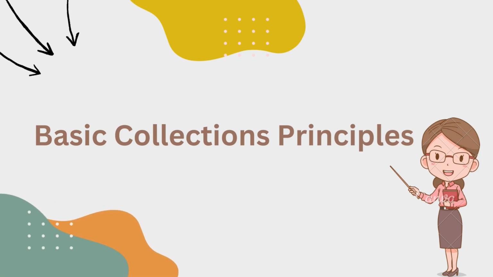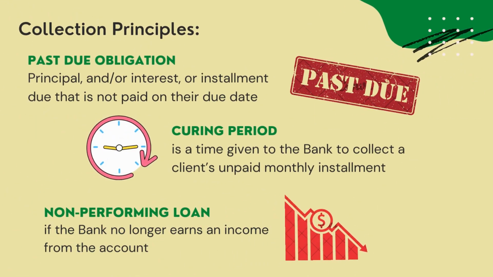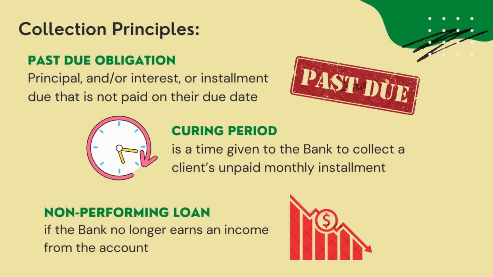To better understand their function, let's define some basic collection principles. First, what is a past due obligation? A past due obligation is the amount of principal and/or interest or installment due that is not paid on their due date. An account shall be considered past due when any principal and/or interest or installment due or portions thereof are not paid on their contractual date. The unpaid portion is the past due amount.